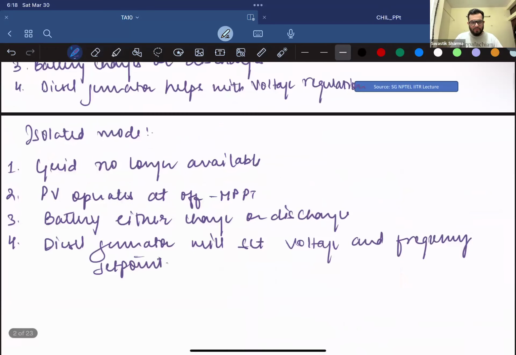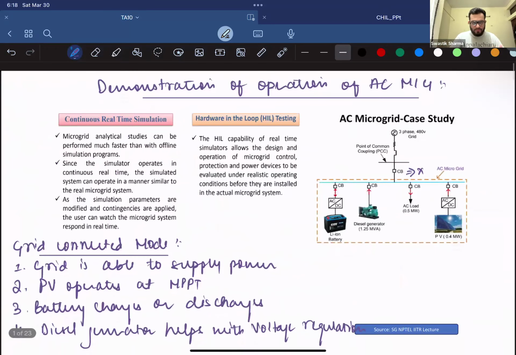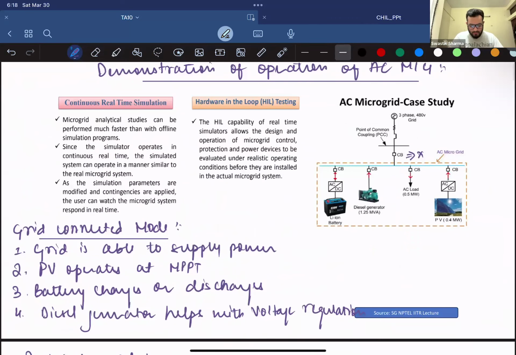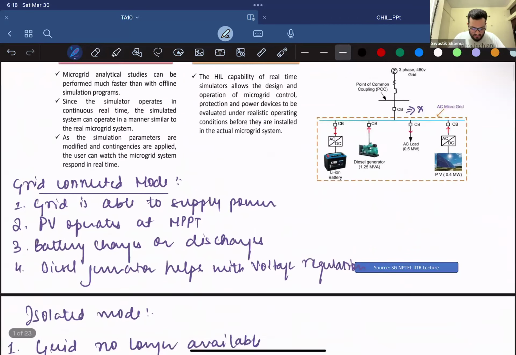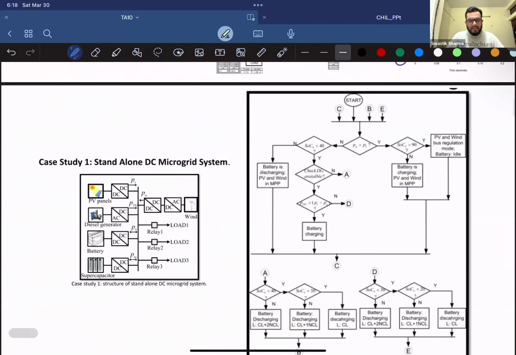It's fairly easy because you don't have much to do here; you just connect your system with your grid. That's how an AC system works, right? So let's talk about DC microgrid.